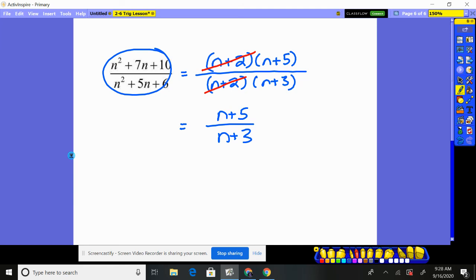What did we forget to do? We forgot to tell the people you can plug it in here as long as n isn't what value. Well, a negative 2 here would have created a 0 in the denominator, and we can't have that. So we have to make sure we put what the restriction is. We're great at simplifying these, but we forget to put the restriction, and you must put the restriction. That's lesson 2.6 in Trig for you.